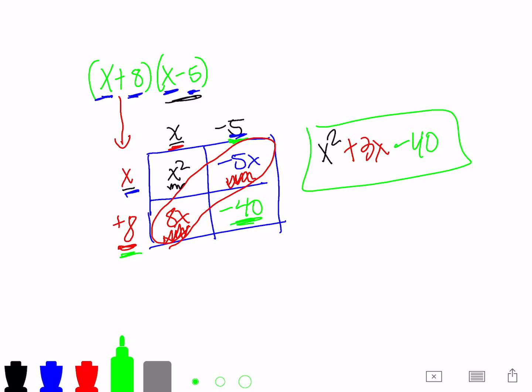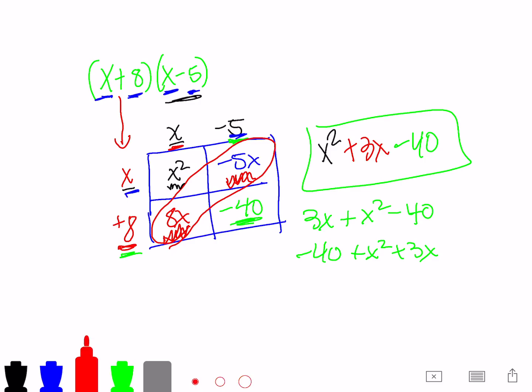Now you could write this in a different order. You could say that this is 3x plus x squared minus 40, or you could have minus 40 plus x squared plus 3x. As long as the signs are the same in each one, it doesn't matter the order that you write it in. That's because of the commutative property of addition, right? So negative 40, positive x squared, positive 3x. So keep that in mind, that if you have the correct answer, it doesn't matter the order that you're giving it in.